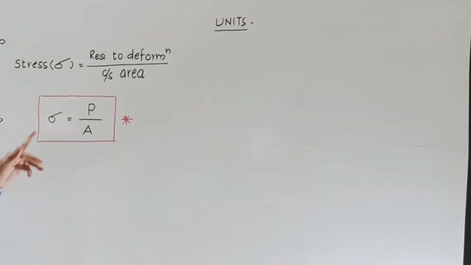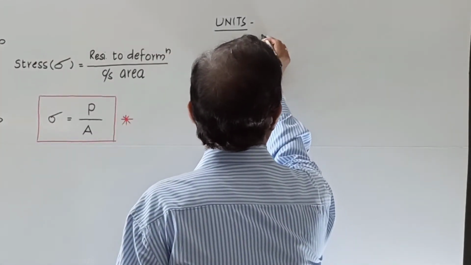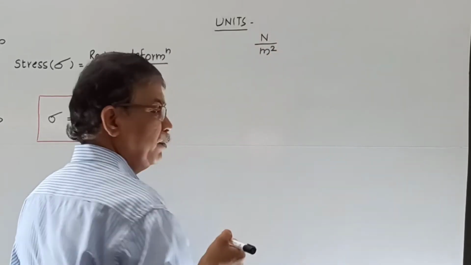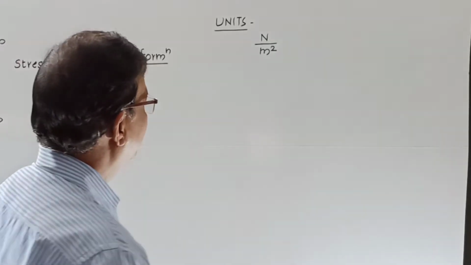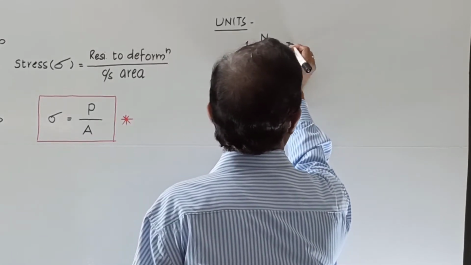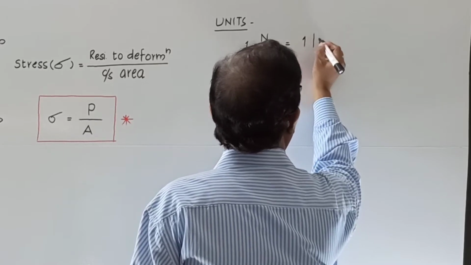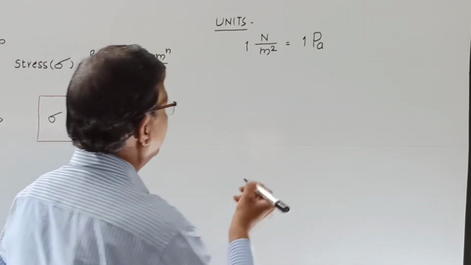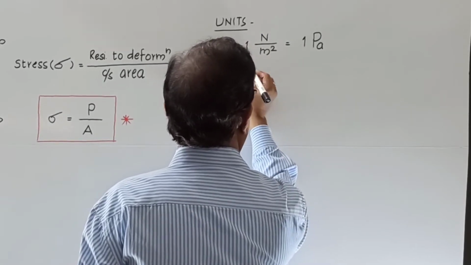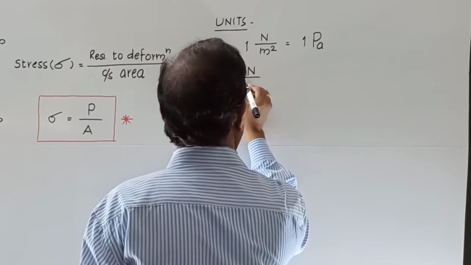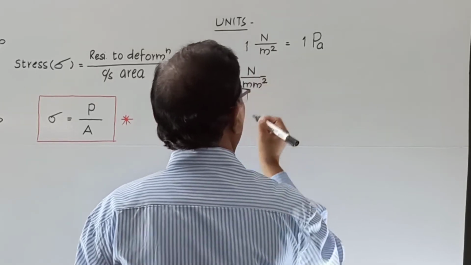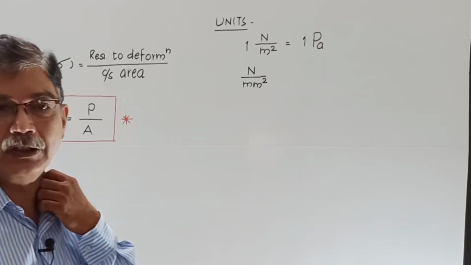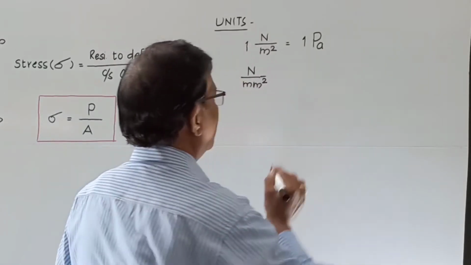Now, as it is load upon area, the unit of stress is Newton per meter square or Newton per mm square, Newton per centimeter square, like that. Now, 1 Newton per meter square is known as 1 Pascal, which is denoted by Pa. The SI unit of stress is Newton per millimeter square. You can also express the stress in Newton per centimeter square, like that. So, this Newton per meter square is Pascal.